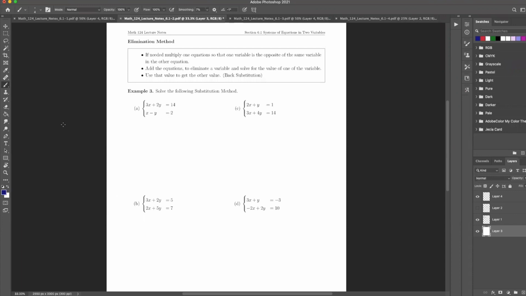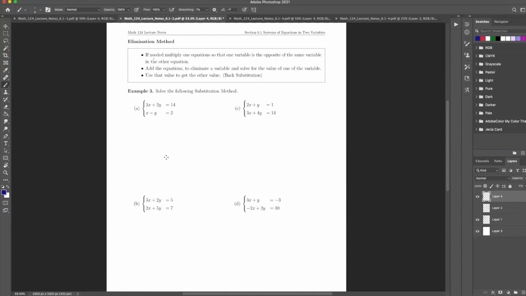All right, so elimination method. Elimination method is you make one of the variables the opposite of one of them in one of the equations. So if this is 2, you make this minus 2, right? If needed, you multiply to make this occur. In each one of these, I force the multiplication to occur. That way you can see that done lots of times. You add the equations to eliminate a variable and then do the same thing we did before.